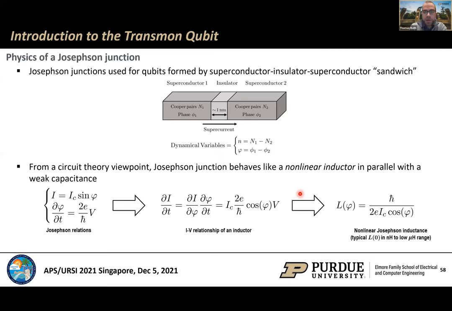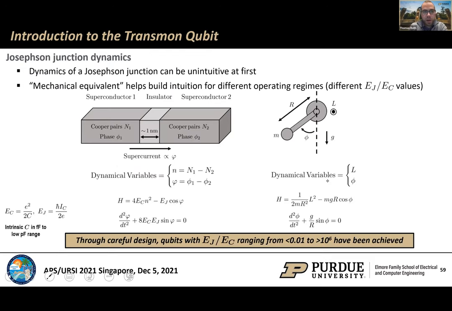Now, the Josephson junction is predominantly a nonlinear inductor, but it's not just a nonlinear inductor. It's also in parallel with a weak capacitance. The reason for that is we have two superconductors that are near to each other, so you get geometric capacitance just like you would get between any two conductors. And that goes in parallel with that nonlinear inductance. So that is still a little bit non-intuitive. We don't tend to learn about how to work with nonlinear inductances in our beginning circuits classes, for instance.